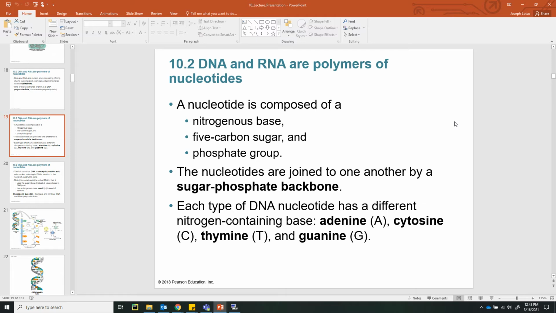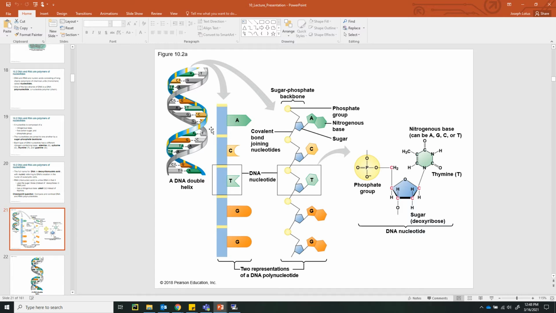The sugars and the phosphates together make up the backbone. So that would be the blue and the yellow part of this picture. The blue part is the sugar, the yellow part is the phosphate. The bases make up more of the horizontal part of the DNA rope ladder shape here, and the bases are giving that genetic code.